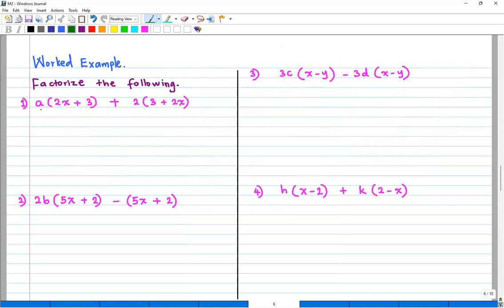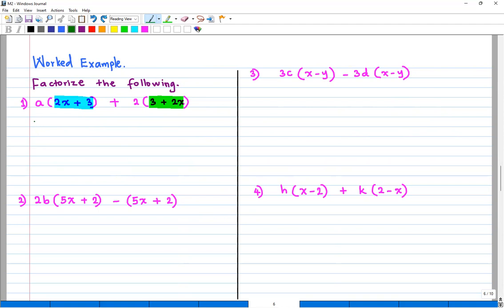A, we have number 1, a into 2x plus 3 plus 2 into 3 plus 2x. Now note one thing here. This is 2x plus 3, but this one is 3 plus 2x. Now, these are the same because we are using plus, no problem. We can swap the positions of 3 and 2x without changing this sign. We don't have to change this sign, okay? Because 3 plus 2x is the same as 2x plus 3.